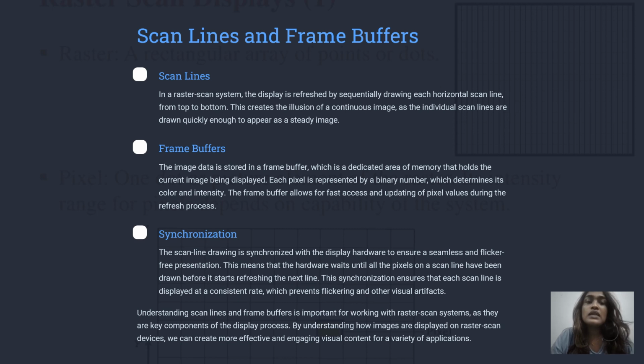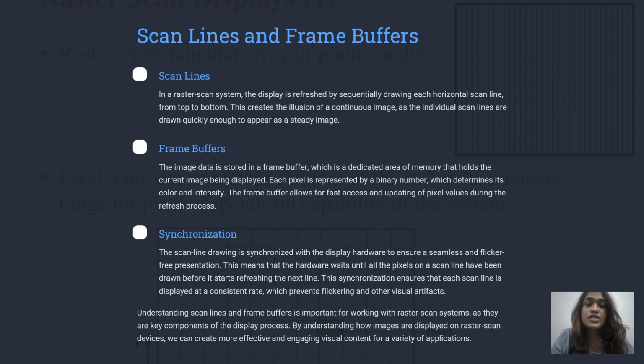Next, we should learn about scan lines and frame buffers. So what are scan lines? In a raster scan system, the display is refreshed by sequentially drawing each horizontal scan line from top to bottom. This creates the illusion of a continuous image, as the individual scan lines are drawn quickly enough to appear as a steady image. Frame buffers.